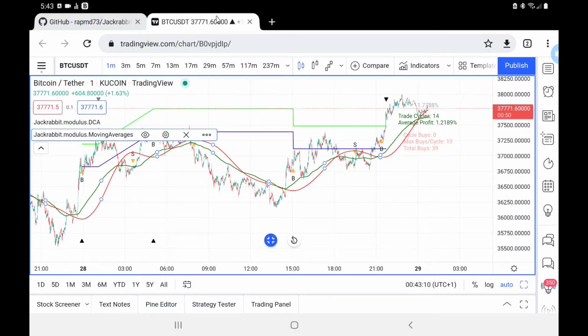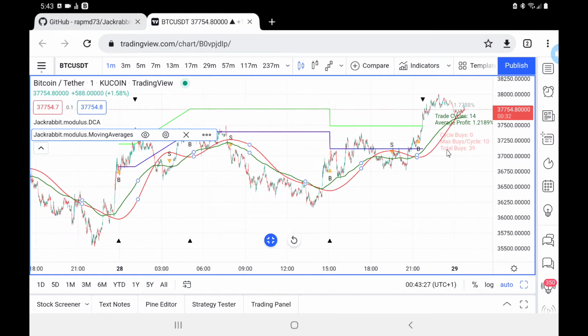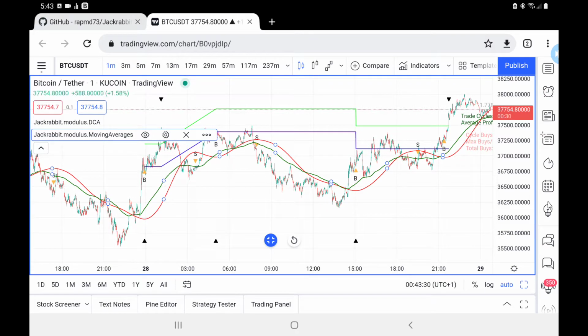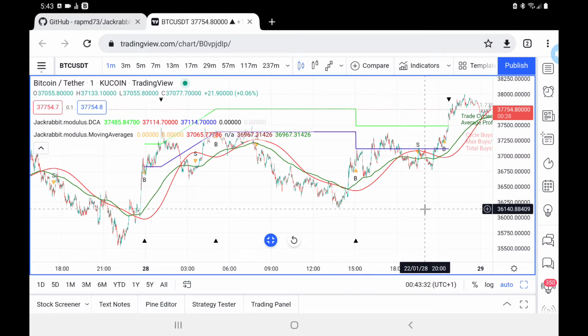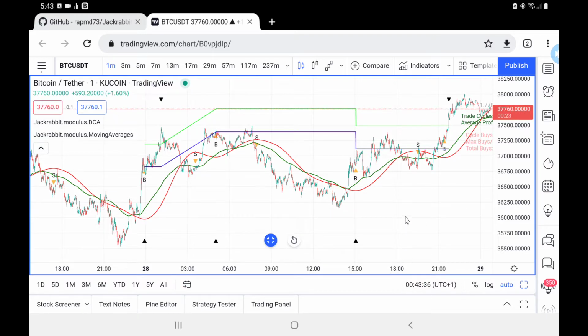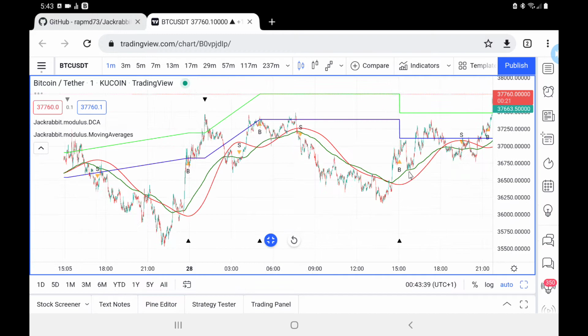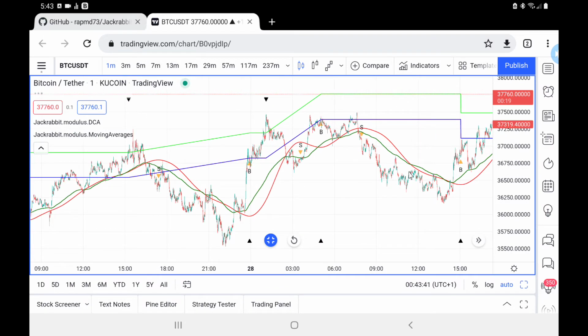On a 1-minute chart, 14 trades, 1%. Maximum purchases per cycle is 10 at the moment. But because I've allowed 99, I have plenty with this coin. So, this is a very good, very easy, and very simple recipe. It's not something that is over the top insane. It just does a very good job.